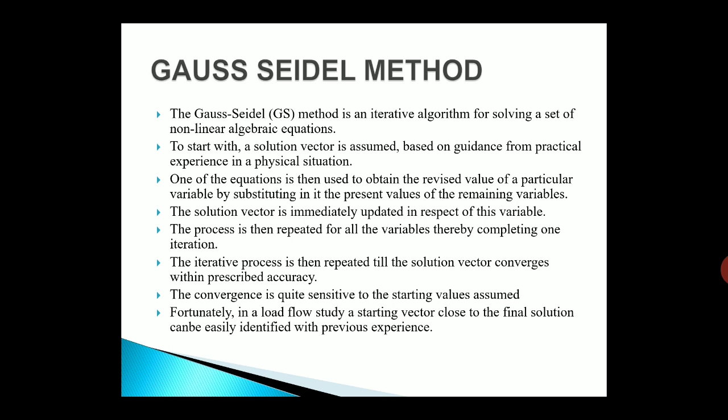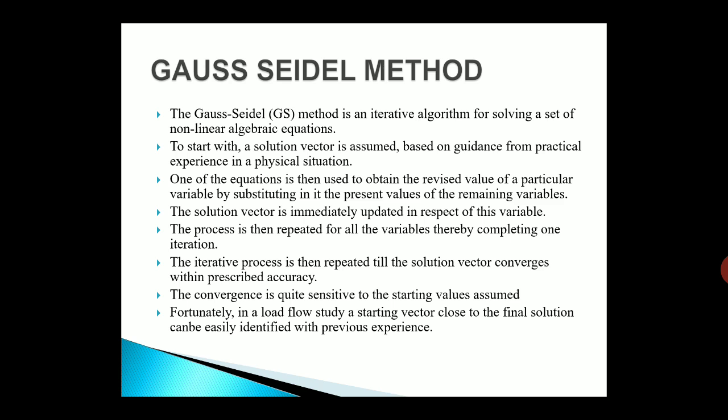Now, the Gauss-Seidel method is an iterative algorithm. What is iterative? It means you cannot find the direct solution. So what we do is give a guess solution, and then we see whether the solution matches the equation or not. If it does not match, then we modify it, and again we give a solution. So it goes on in a cycle. It's called an iteration. So it is an iterative algorithm for solving a set of non-linear algebraic equations. Our equation is obviously non-linear.